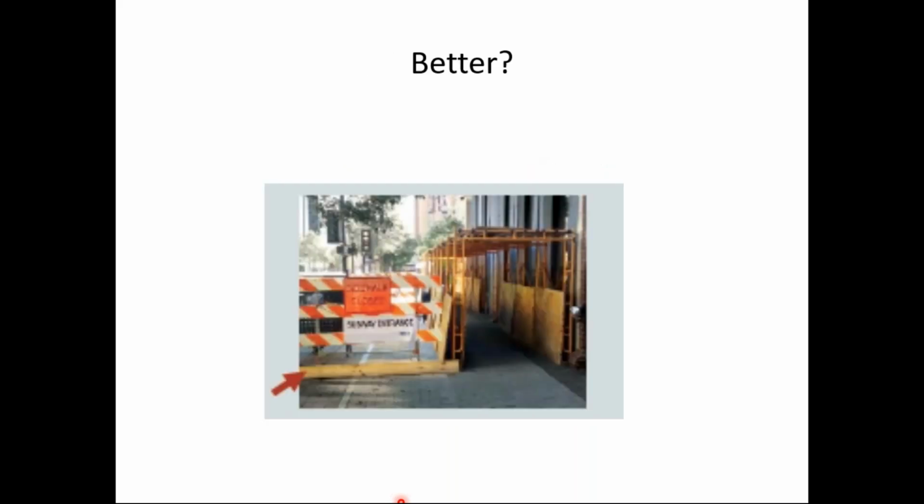How about this? Similar arrangement, not exactly the same setup, but notice this part of the sidewalk is closed. They want pedestrians to walk under the canopy, and they have put a board here that serves as that channelizer to assist the visually impaired in finding the alternate pedestrian access path.